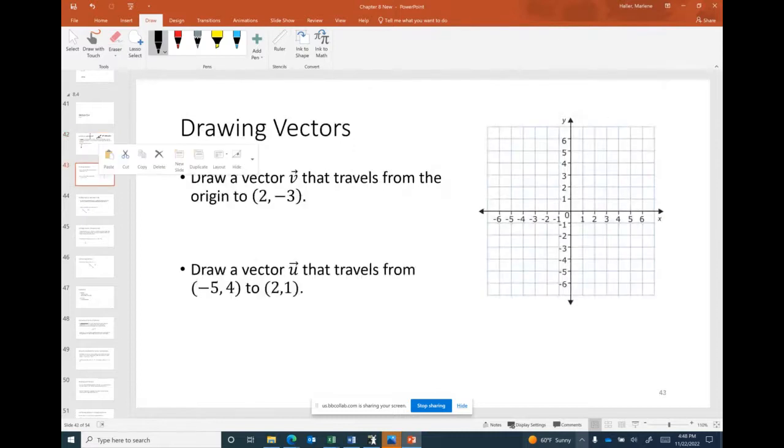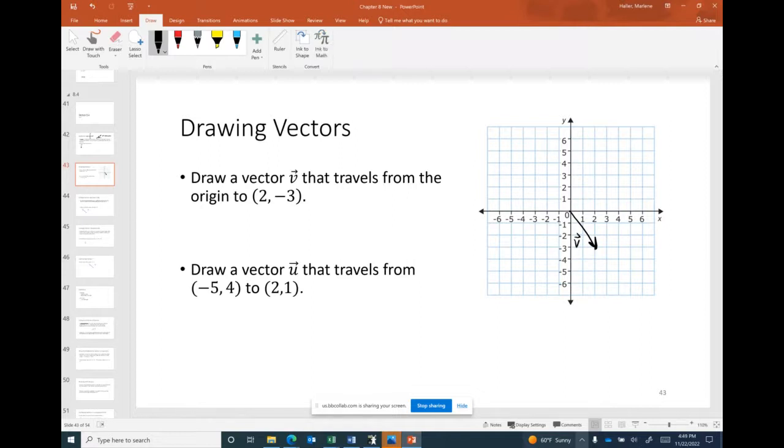All right, so let's take a look at drawing vectors. If we want to draw the vector v that travels from the origin to the point (2, -3), let's see, the point (2, -3) is right there. So that vector is going to look like that, right? If it starts from the origin.